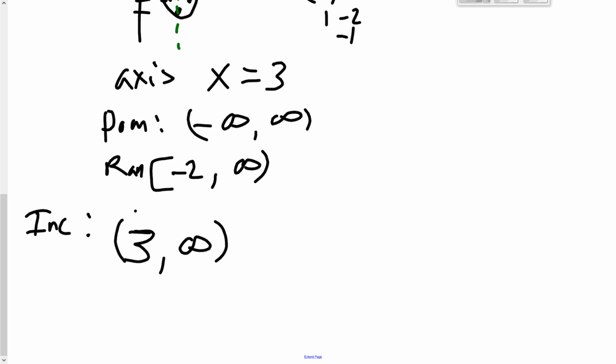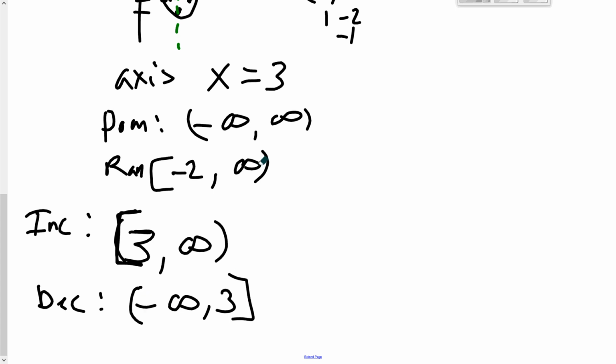That's where it's increasing. And I do have an x value of 3. And then we're decreasing, it's not constant. And it's decreasing from negative infinity up until 3. And again, it's a bracket, because here, as I go along the x-axis, my graph is going up.